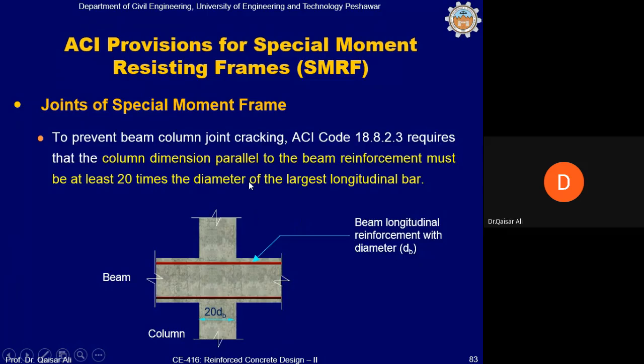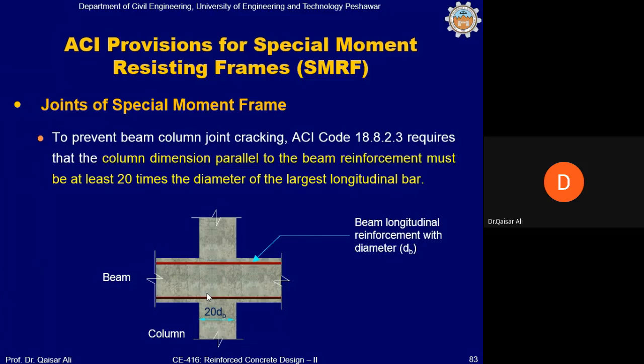So if we read the statement of this ACI code provision 18.8.2.3, it requires that the column dimension parallel to the beam reinforcement must be at least 20 times the diameter of the largest longitudinal bar. So if there are two types of longitudinal bar being used in the beam, then the largest bar diameter shall be used, and the column dimension parallel to this bar shall be at least 20 times this. So, for example, if you want to design a frame structure, in the beginning you should make sure that you select sizes of the column such that they are 20 times the anticipated bar diameter in the beam.